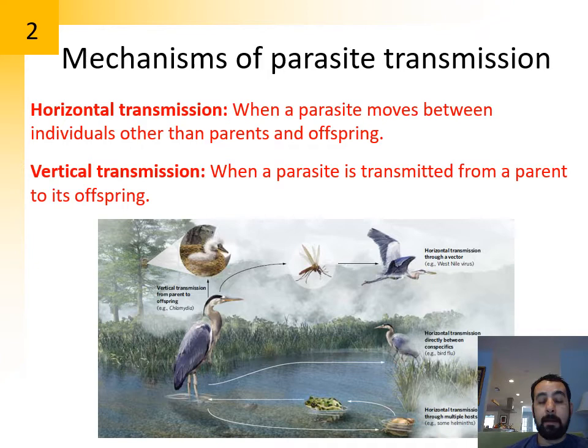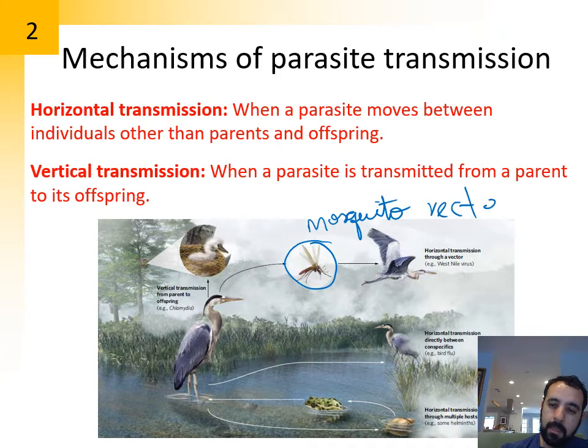Sometimes the parasite has to move on its own, right? From one host to the next one. Sometimes it will use a vector, right? So in this case here, I have a vector right here, a mosquito, that is actually working as a vector, right? And that vector allows for a specific type of transmission that is known as horizontal transmission, when it moves between individuals other than the parents and the offspring. Sometimes you can do without a vector, but the vector does help.